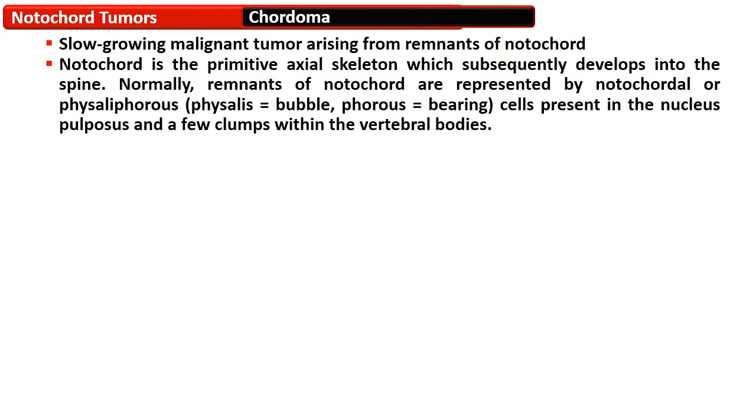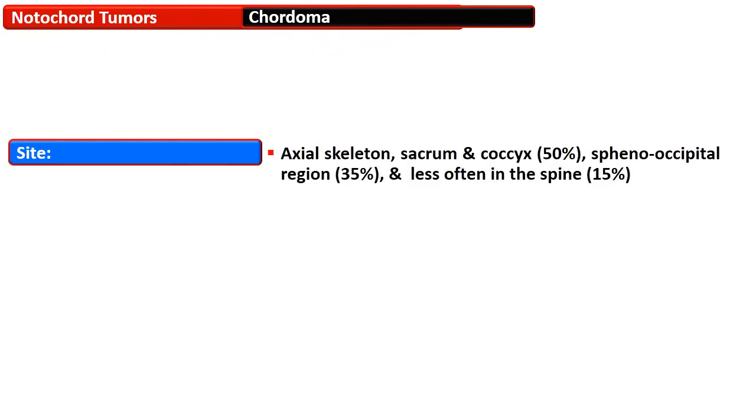Chordoma is a notochordal tumor, and these notochordal tumors account for about 5% of the primary bone tumors. They are slow-growing malignant tumors arising from the notochord remnants, and the notochord is the primitive axial skeleton which subsequently develops into the spine. Normally, remnants of notochord are represented by the physaliferous cells, which means bubble-bearing cells, present in the nucleus pulposus and a few clumps within the vertebral bodies.